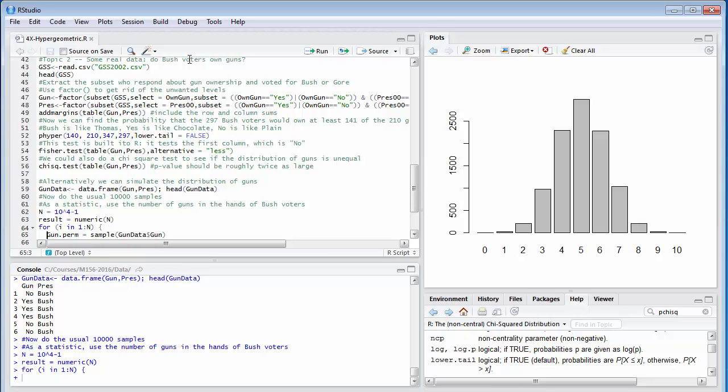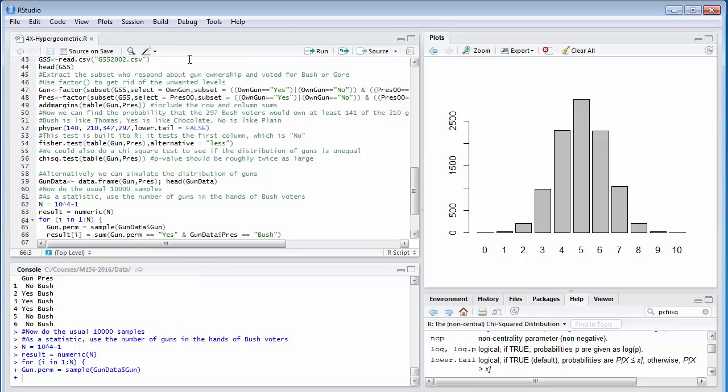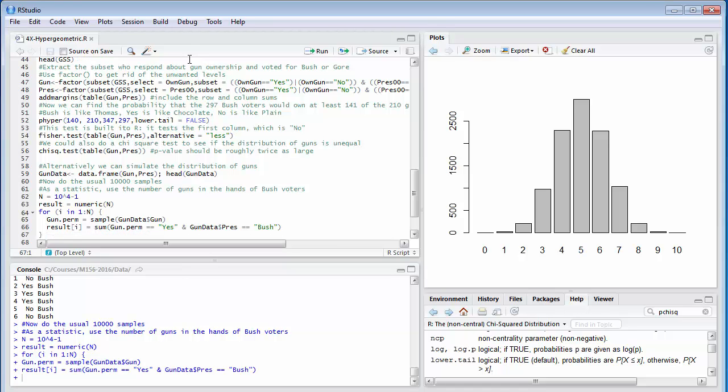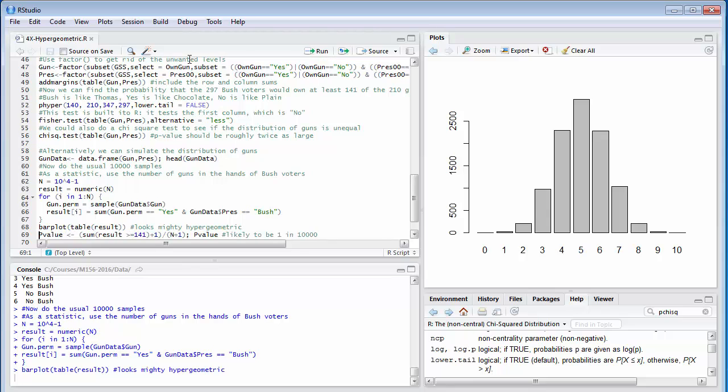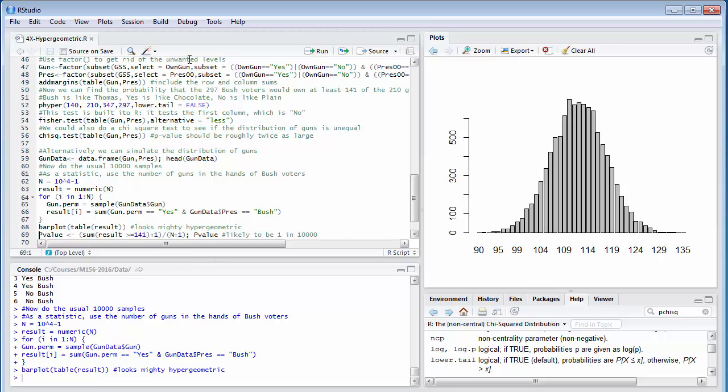We will permute the gun column. That is, we will take the column about gun ownership and scramble it. So now guns are assigned randomly to Bush or Gore voters. And we will compute the fraction of the time that this permuted gun column says yes, a gun is owned, and the presidential candidate voted for is Bush. And now we'll make a bar plot of that result. This is another hypergeometric distribution.